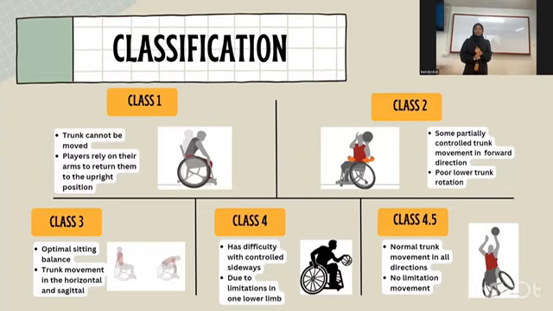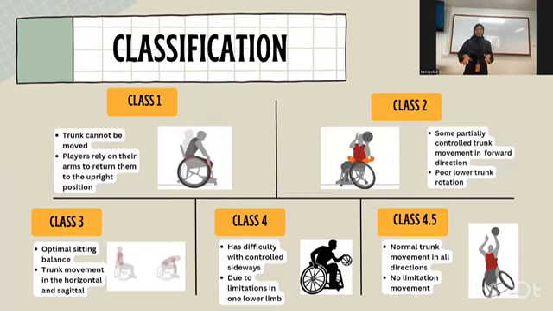So the first class for the player is the player cannot move their trunk in any plane, and their balance in both forward and sideways direction is significantly impaired. Hence, the player relies on their arms to return them to an upright position when unbalanced, with no active trunk rotations. And then the second class is some partially controlled trunk movement in the forward direction but no controlled sideways movement. The player has upper trunk rotations but poor lower trunk rotations.